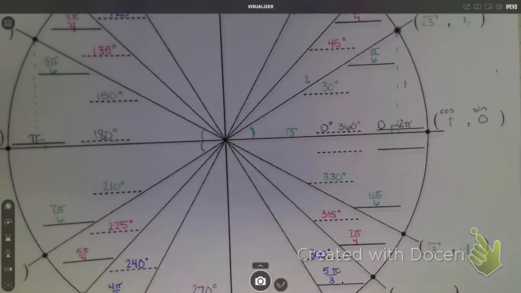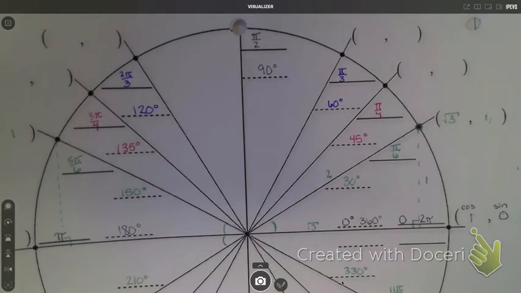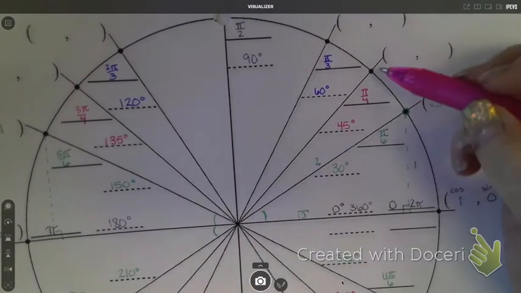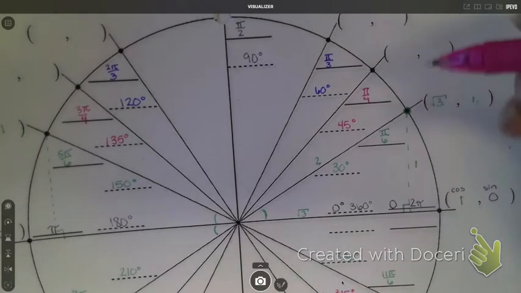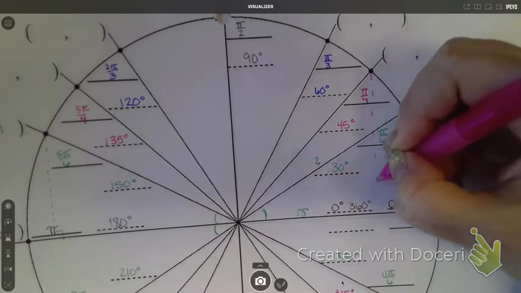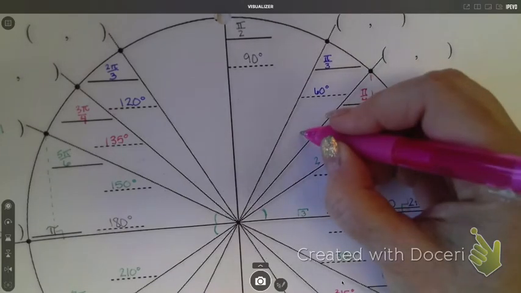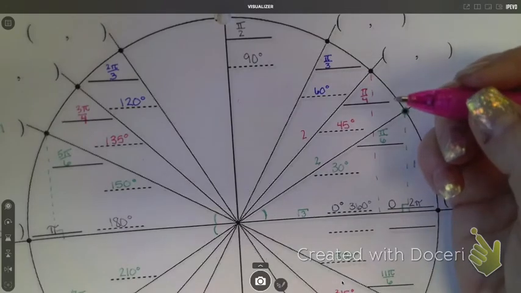Okay, so 45, let's move up to 45 then. That was just 30 we did. So again, I'm drawing this imaginary triangle. It's going to be a 45, 45, 90 triangle. The hypotenuse is 2 again because we're going to stick with that 2, right?